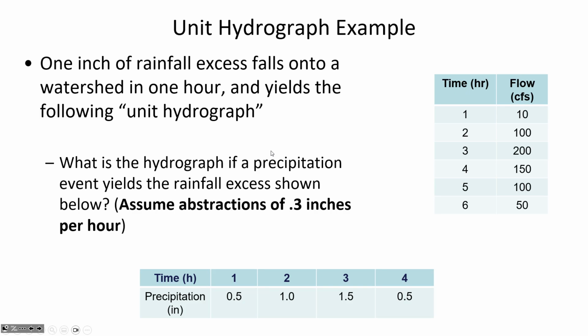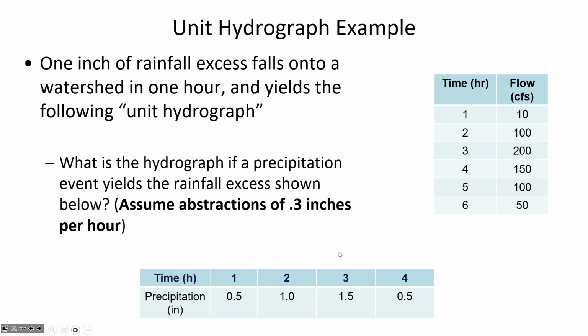Let's work through the example of this. Let's say it's this response. So this is the response of 1 hour of rainfall excess in our watershed. And then this is the actual precipitation amount, but this is not the precipitation excess because we'll just assume that there are abstractions of 0.3 inches per hour. So that's the infiltration, evaporation, all of the abstractions cumulatively. Just for simplicity's sake, let's say that it's constant through the storm.